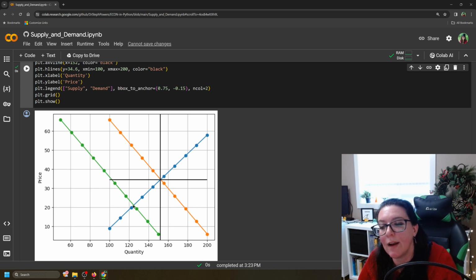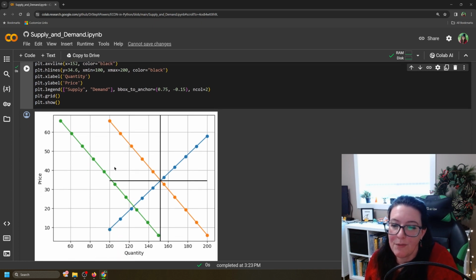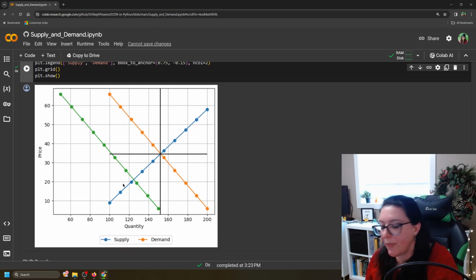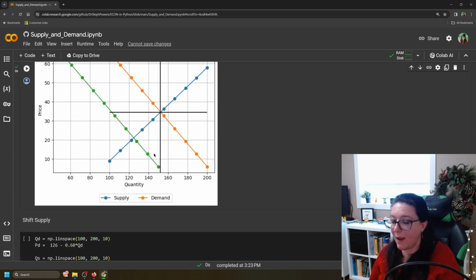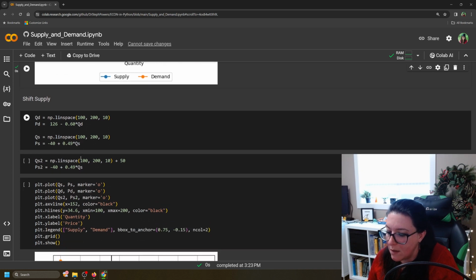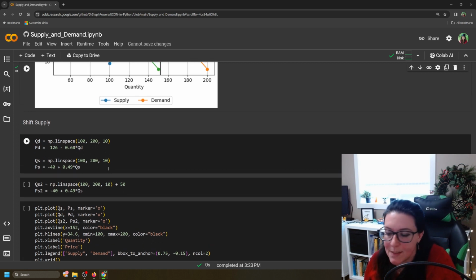So if you're looking to create a graph that illustrates the shift in demand, you can use this code here with these numbers if you're trying to create a theoretical version to represent without actually having the data to do so. What about supply? Well, supply works the same way. We can take our range of quantities from 100 to 200 in increments of 10 and simply add 50 to the quantities related to supply.